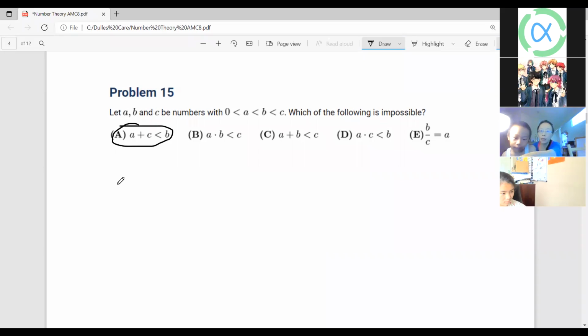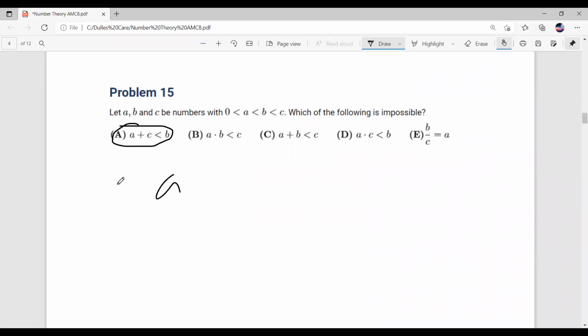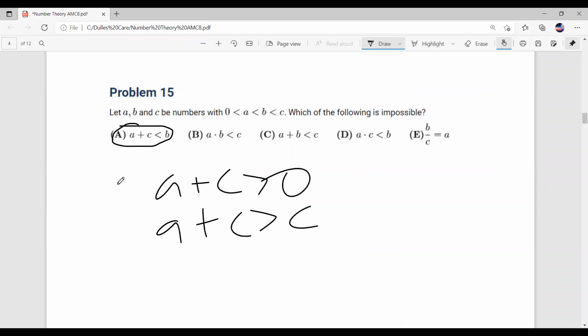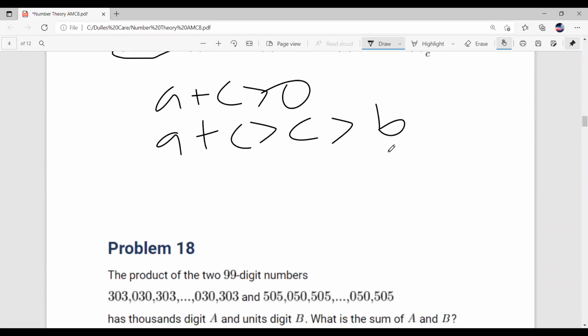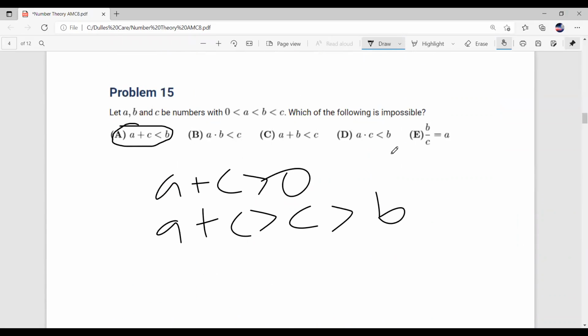So essentially what we do is positive numbers are bounded under addition. What that means is A plus C is bigger than 0. And since we know that, and we know A plus C is bigger than C, A plus C is bigger than C is bigger than B. That's our whole solution. Does that make sense? Yeah, what we're essentially saying is if A plus C is bigger than C, then it must be bigger than B as well.